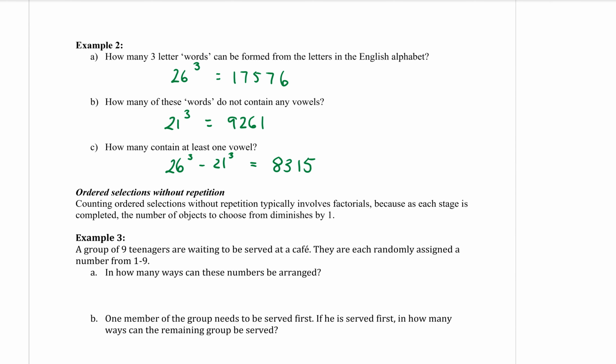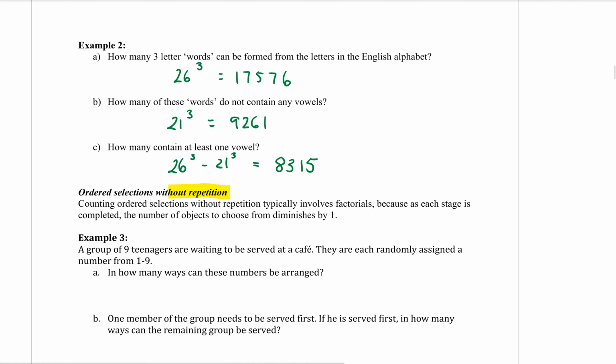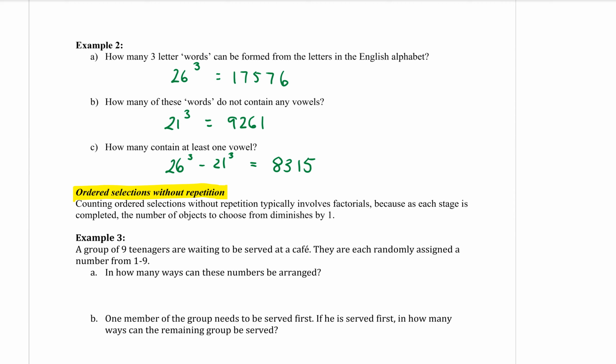All right, next question. We're doing ordered selections without repetition. Counting ordered selections without repetition typically involves factorials. We've mentioned this already, because as each stage is completed, the number of objects is going to decrease by 1 because we're not repeating that letter, or that number, whatever it is we're using.